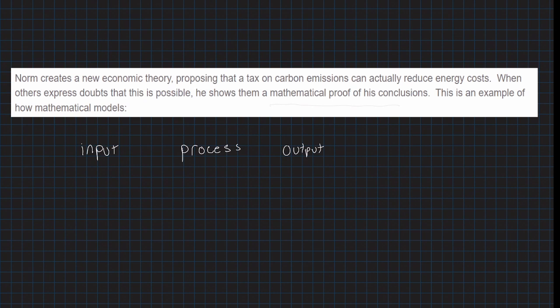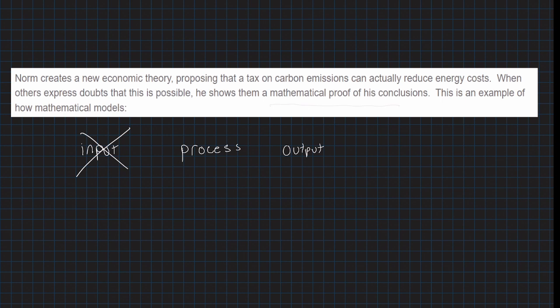So Norm is proposing a new economic theory. However, others doubt this theory. And so what does he do? He shows them a proof of his conclusions. Okay, I'll tell you right now, it's not input. I think we can both figure that out. So is this a process or is this an output? Was the proof an important part of his proposal? Not necessarily. So I would not say it's an output.